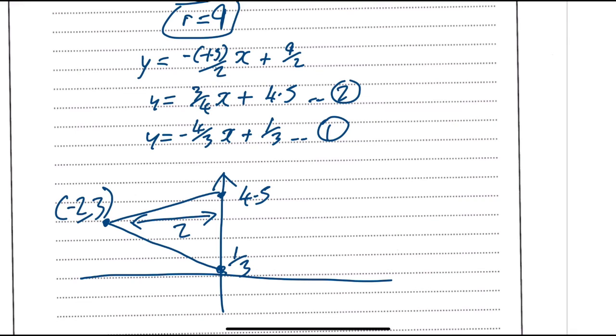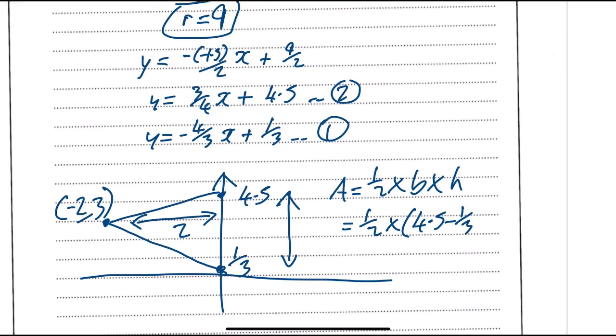so that's 2 units. So to find the area of the triangle, we've got a base here, which I've just drawn on. We've got a height of 2, and we want to find the area of this triangle. So the area, remember, is a half times the base times the height. So that's going to be a half times the base. The base is just going to be 4.5 minus 1/3, and the height is 2.